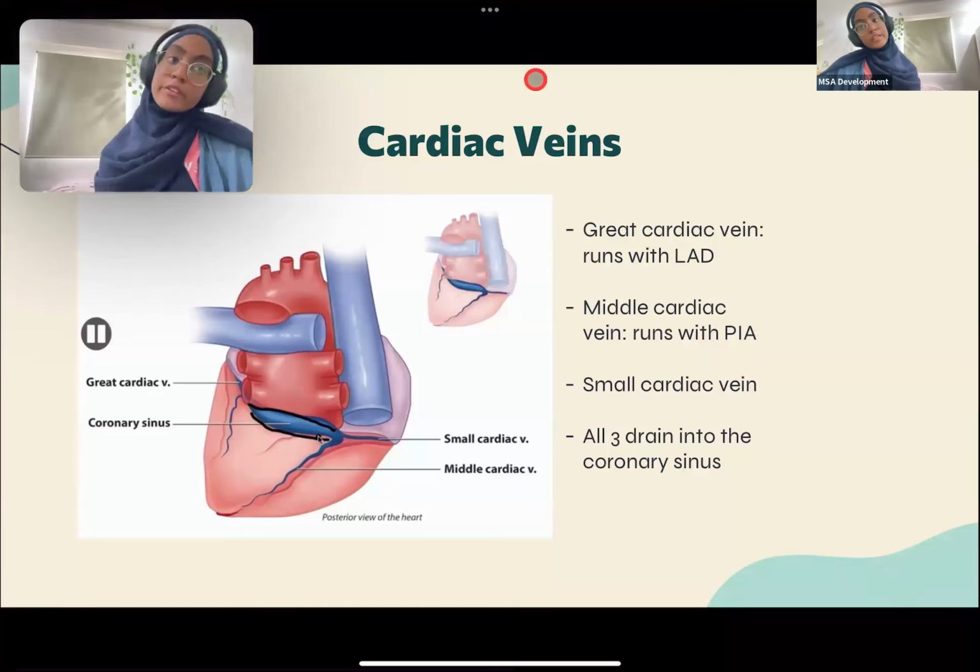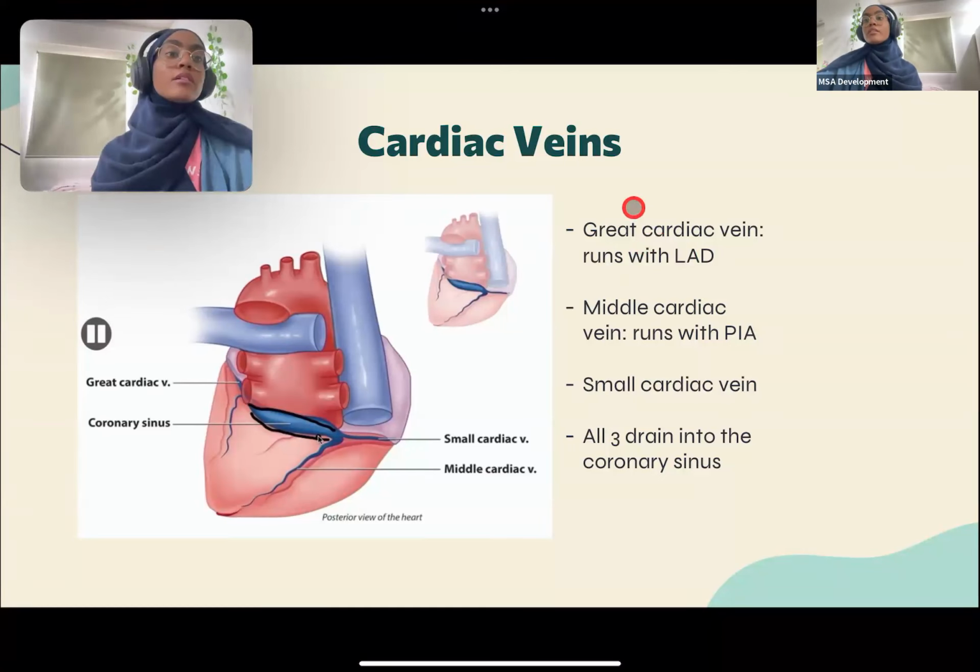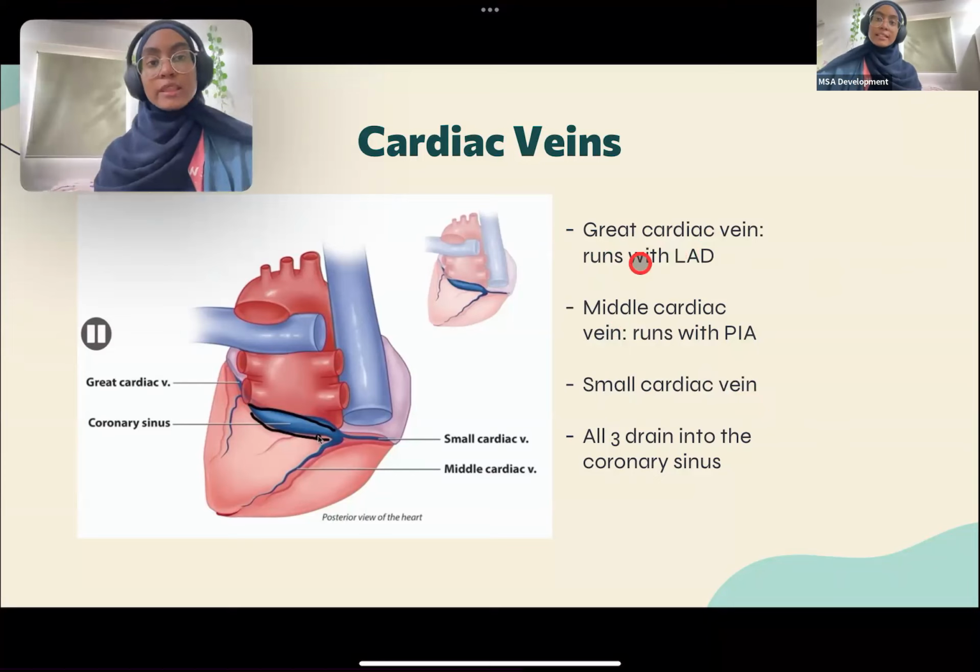That's it for the arteries. Now for the veins. The main three are great cardiac, middle cardiac, and small cardiac. Okay. The great cardiac vein runs with LAD anterior. The middle cardiac vein runs with PIA posterior. And finally, the small cardiac vein.